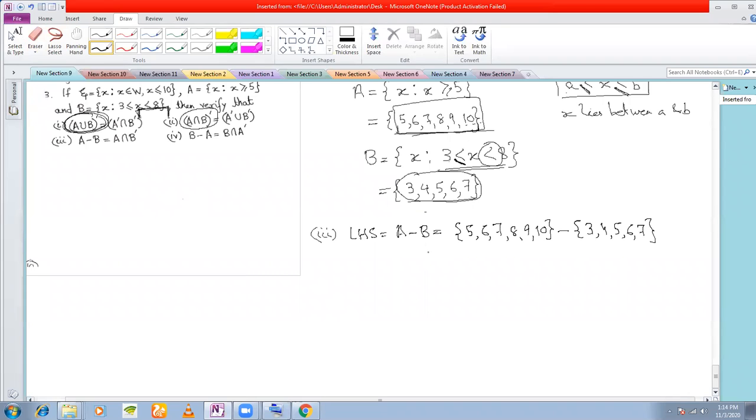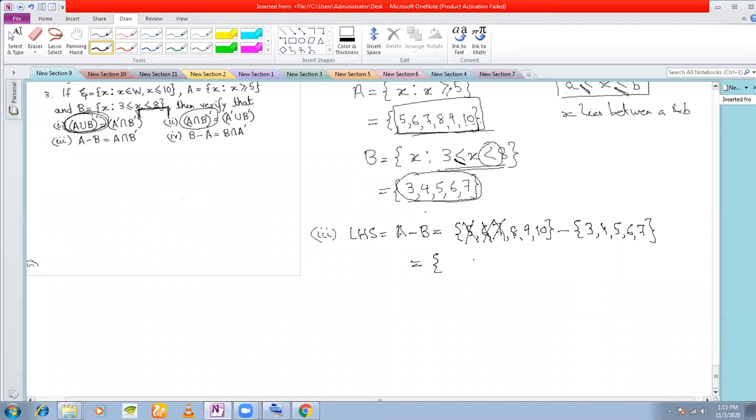If you remember, A minus B, I told you, consists of all the elements of A which are not there in B. So what are the elements of A which are not there in B? Elements of A, 5. It is there in B, so we skip 5. 6 is there in A. Is it there in B? Yes. So we skip 6 also. 7. It is there in A. Is it there in B? Yes. So we skip 7 also.